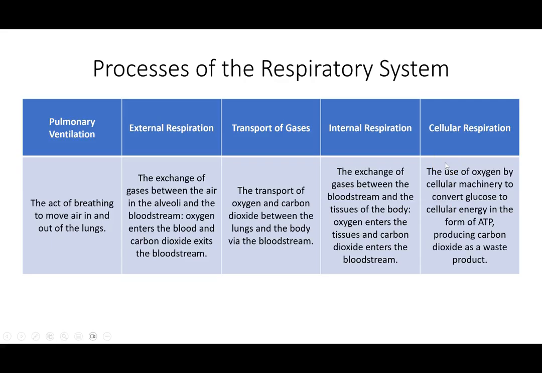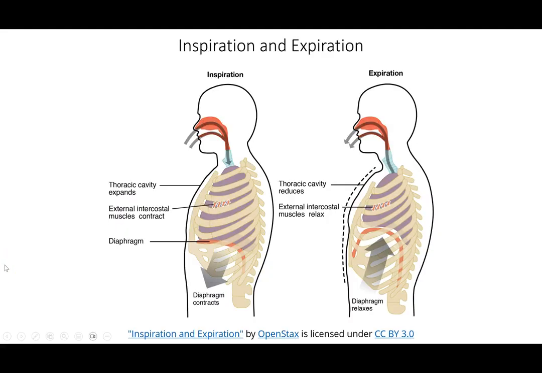And then cellular respiration is the actual cells within those tissues that are converting glucose and oxygen into cellular energy in the form of ATP. And this is going to produce the carbon dioxide as a waste product, which is then going to need to return and be expelled from the lungs.